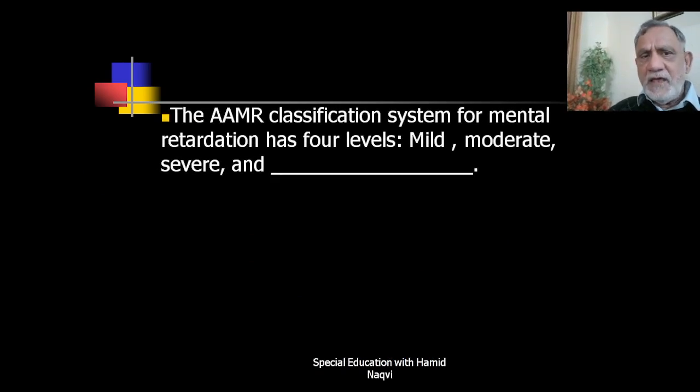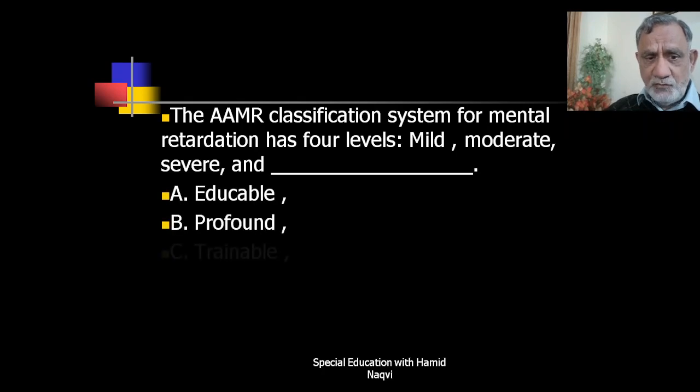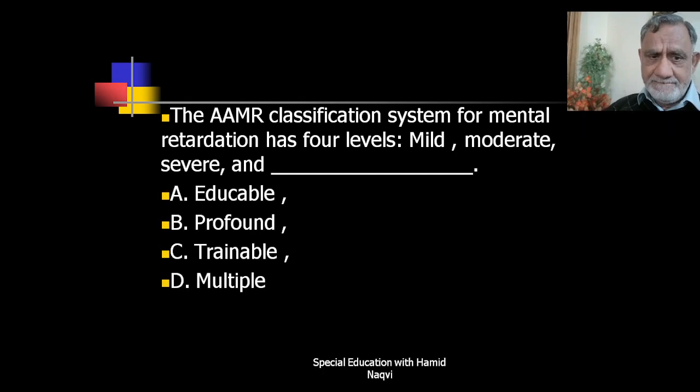The AAMR, American Association of Mental Retardation classification system for mental retardation has 4 levels: mild, moderate, severe, and dash what? Educable, profound, trainable, or multiple. The answer is B, that is profound. 4 levels are mild, moderate, severe, and profound.